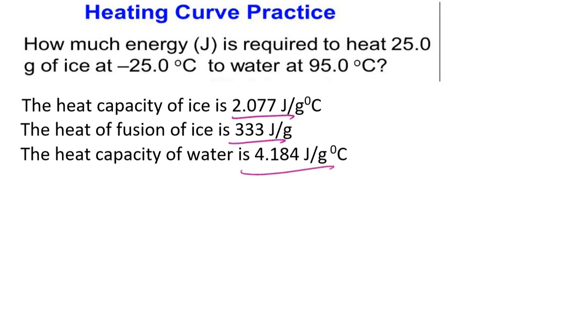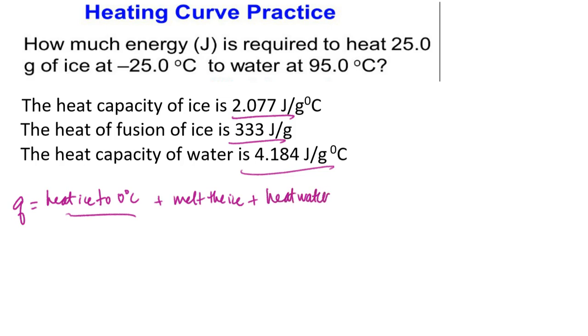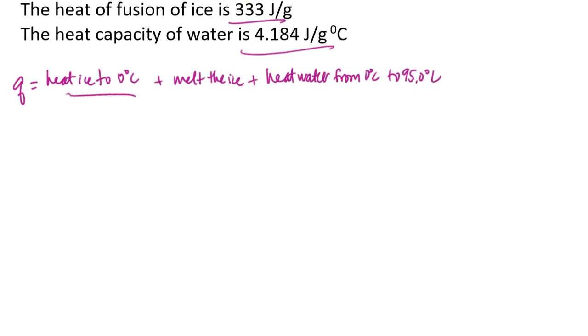And so let's think about this for a minute. I'm just going to map it out in words first and then construct my terms after. First I have to heat the ice from negative 25 degrees Celsius to 0 degrees Celsius. Then I need to actually melt the ice, so I convert the ice to water. Okay, and then once I have the water, I'm going to heat the water from 0 degrees Celsius to 95 degrees Celsius.